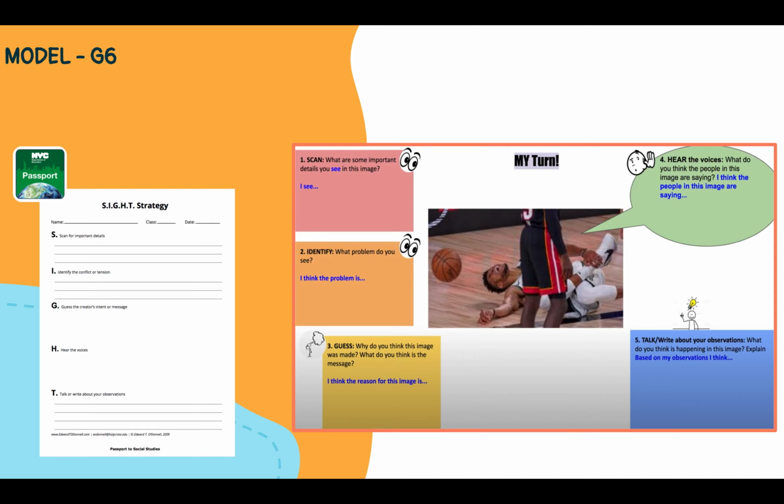Here we see 2 models of the SIGHT strategy organizer. In Passport to Social Studies, you will see an organizer that looks like this. It is broken up into the acronym itself and provides lines for responses from the students. I like to further differentiate my organizers and make them color-coded, make them more visual, especially if I'm teaching remote. This can also be done if you're teaching in a blended or in-person model as well.